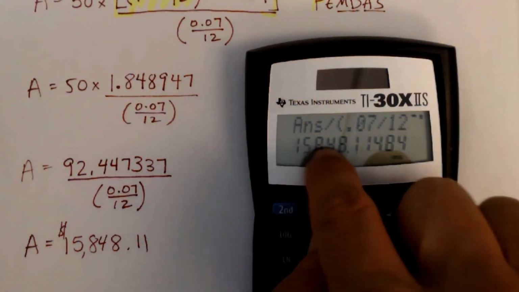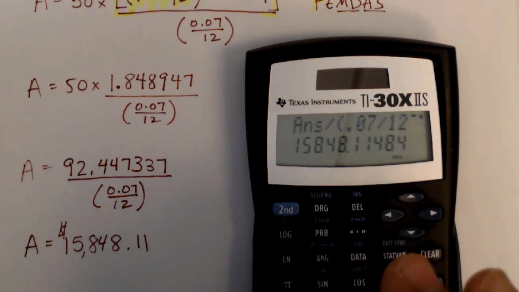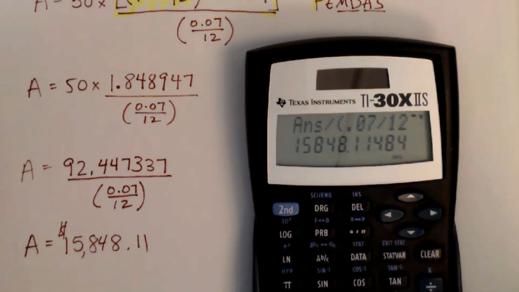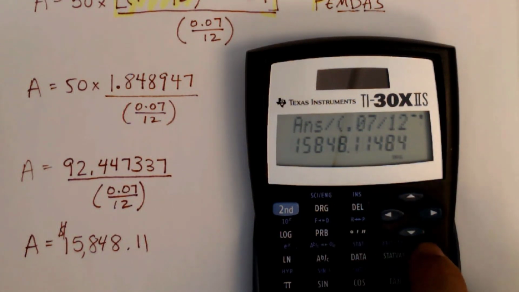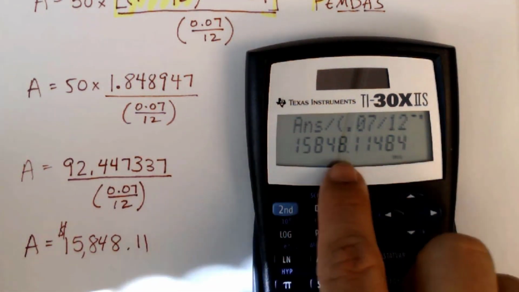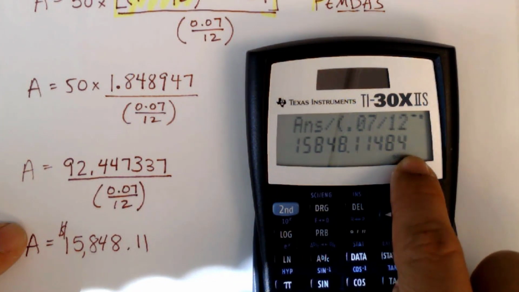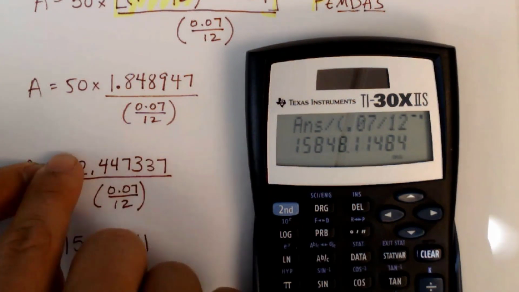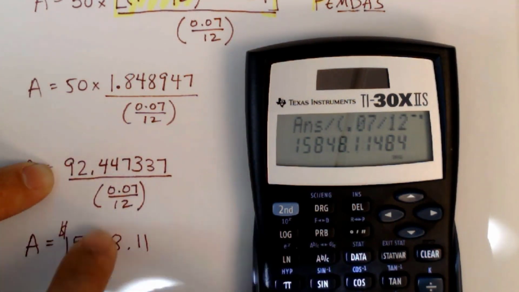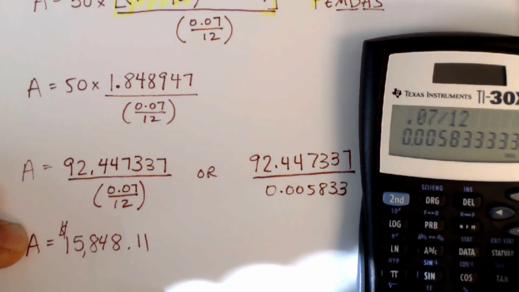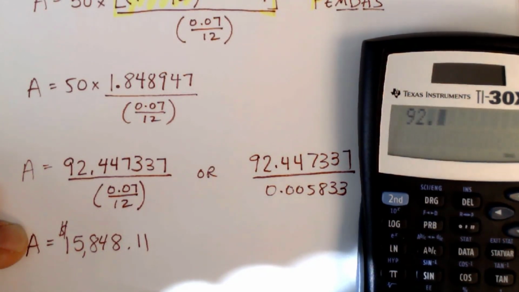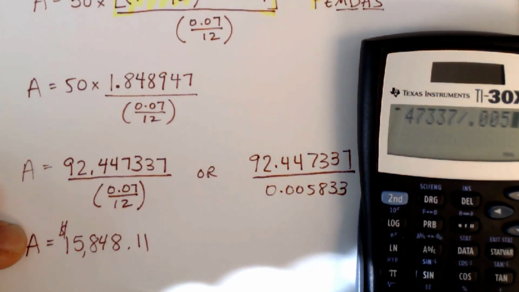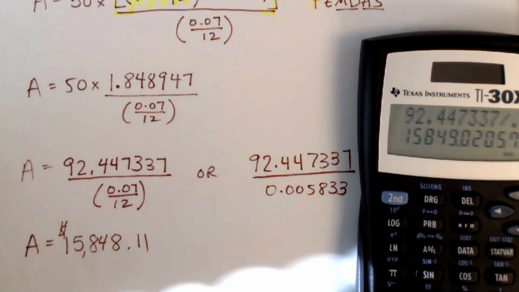Now again, I use the exact numbers in the calculator. I would recommend that you practice doing it that way. Again, it will take practice, a lot of practice. But let's look at this number here, and let's see how that's affected if I were to round everything to 6 decimal places like I'm showing on my sheet. And let's see how much different the answer is. So 92.447337 divided by 0.005833.